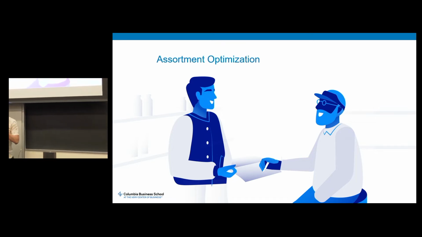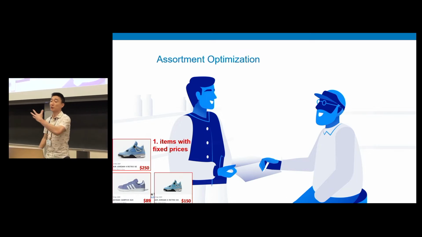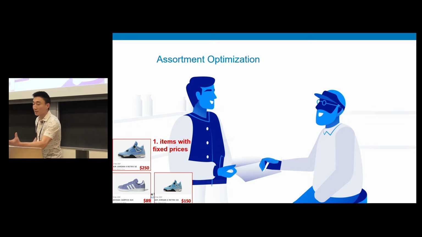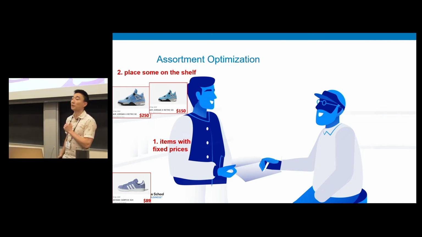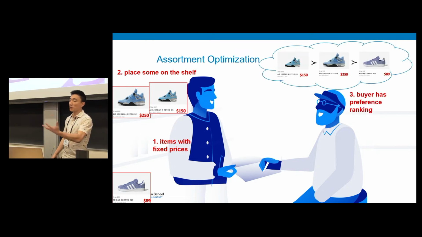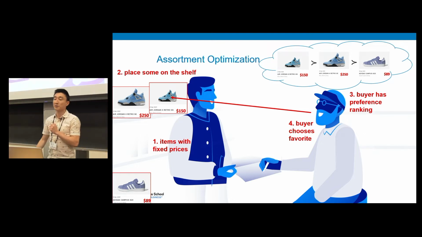Imagine you're a retailer and you're trying to decide which SKUs or items, which of these sneakers, you should place on your shelf. Each sneaker has a fixed price, which is the brand price for that sneaker. And you choose some of these sneakers to carry on your shelf. And then a customer comes with the intention to buy some sneaker. They're going to have some preference ranking for these items at these prices. So in this case, the buyer's first choice is the $150 pair. They're going to see their favorite on the shelf, and then they're going to buy that for $150.